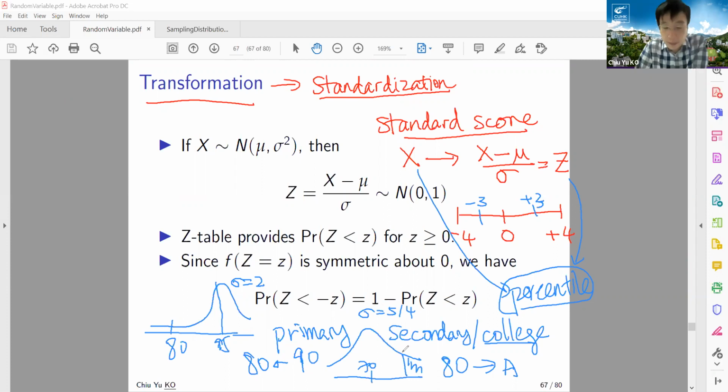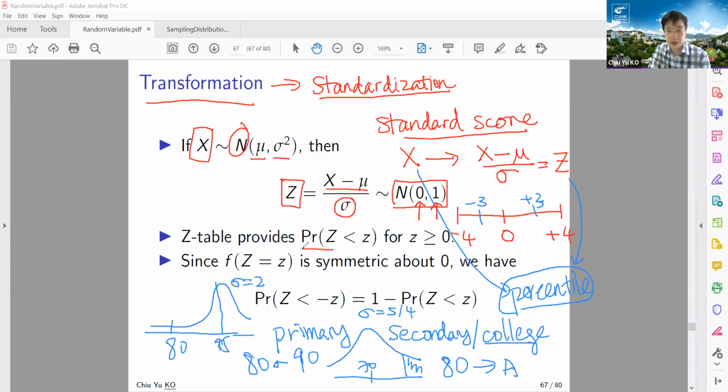So that's why we look at this. What's key here is, if X has a normal distribution with mean mu and variance sigma squared, then standardizing it, which means subtracting the mean over its standard deviation, gives a normal with mean 0 and variance 1.